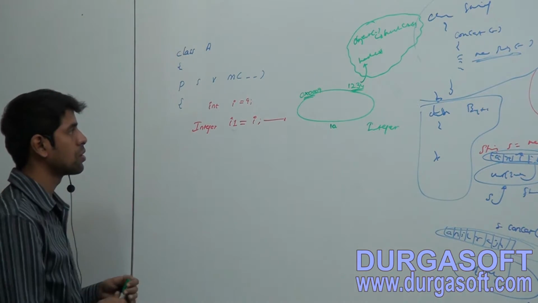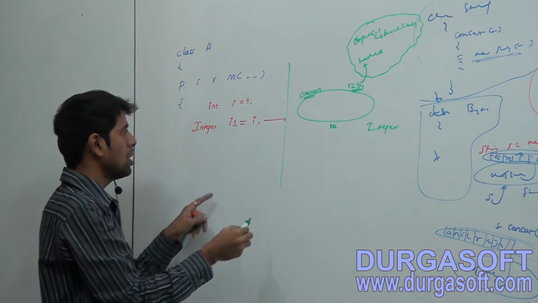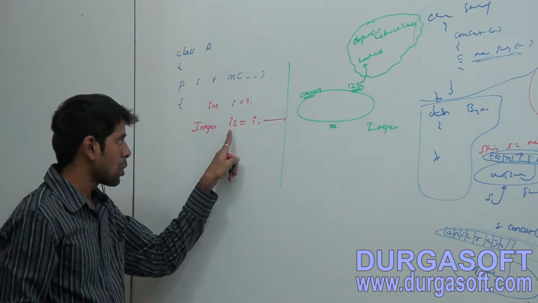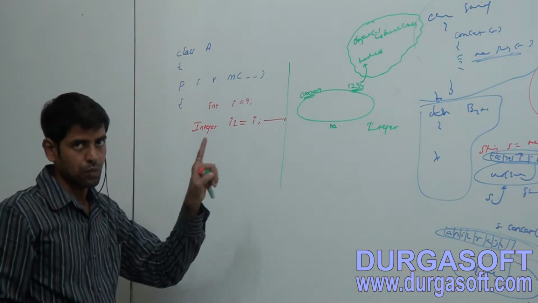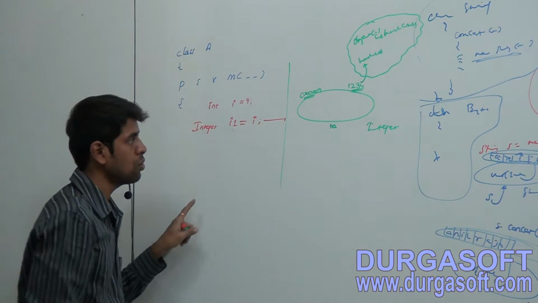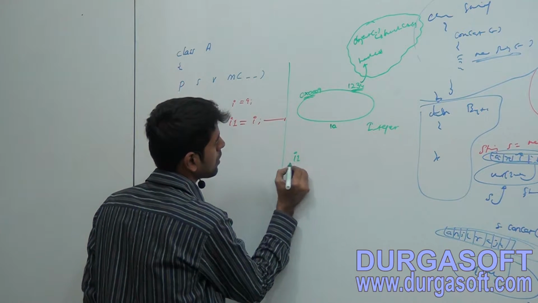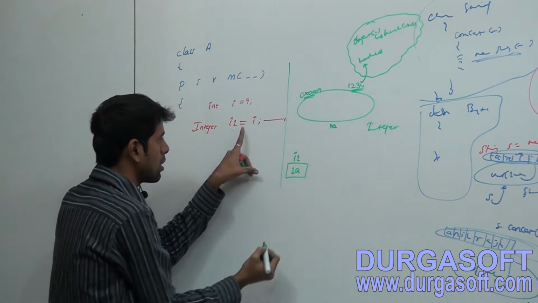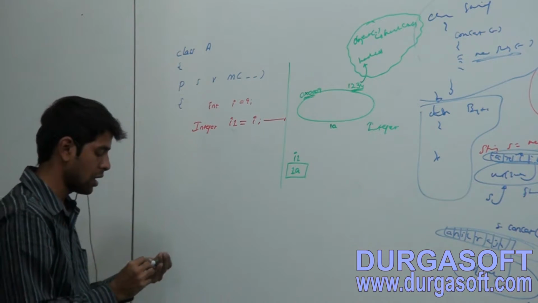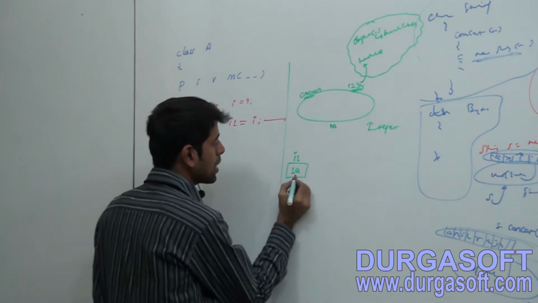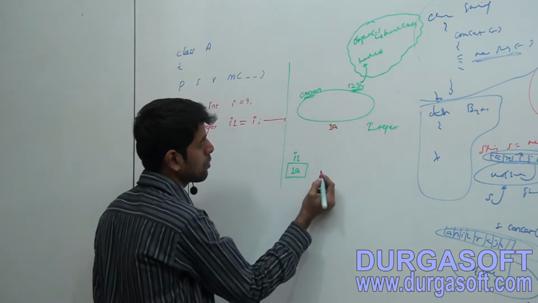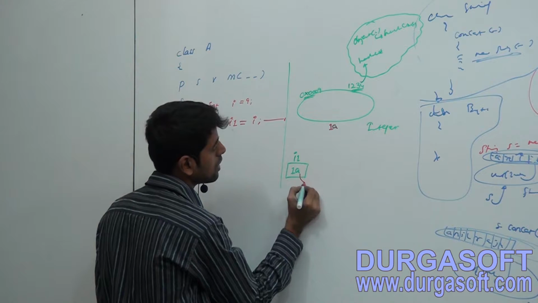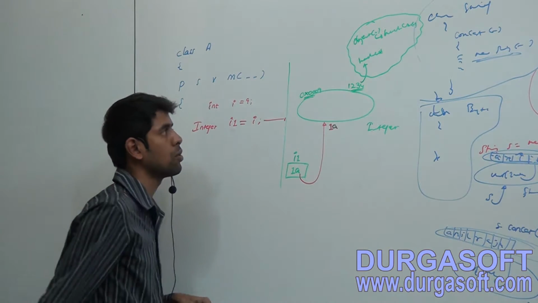Now observe. What is happening here? This 1a I am copying to I1. So I1 is one variable whose value is what? 1a, because of the assignment operator. Now observe, both are 1a, the same. So from this person I can reach this address. Let me put one arrow mark.